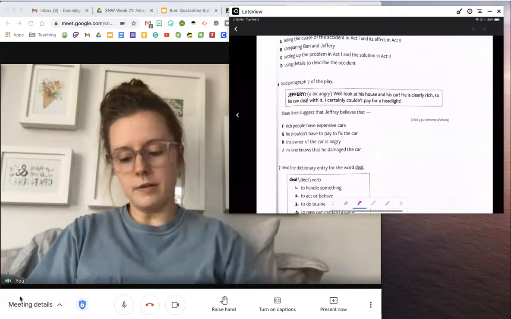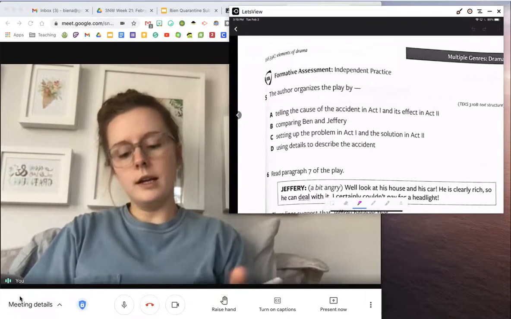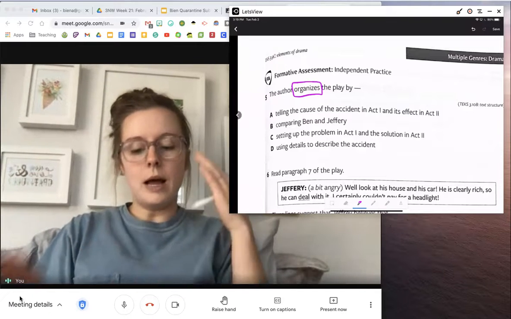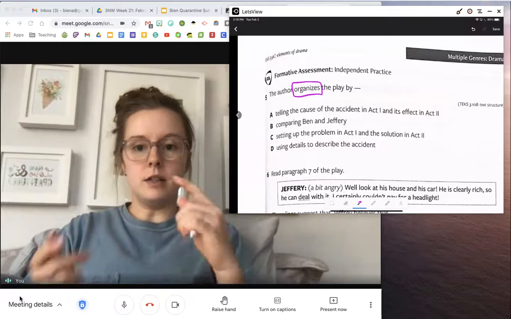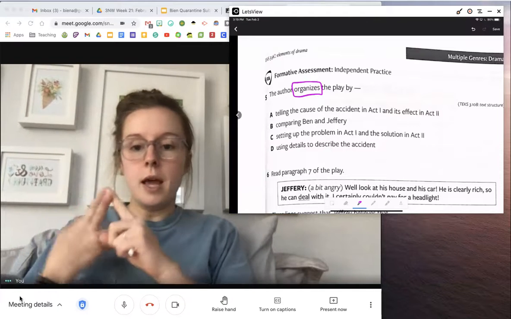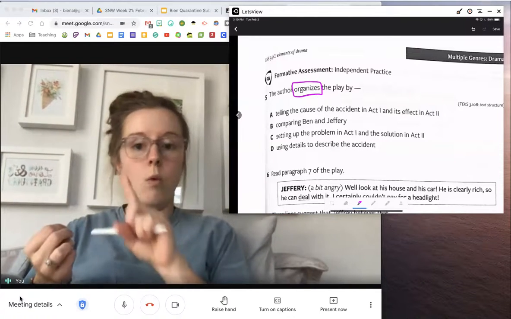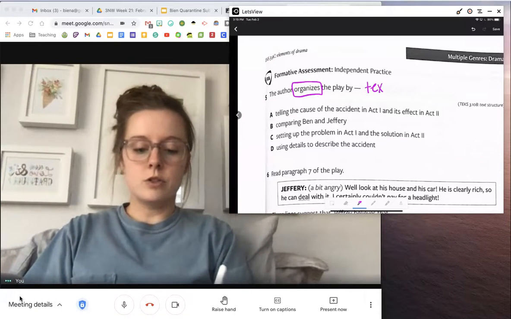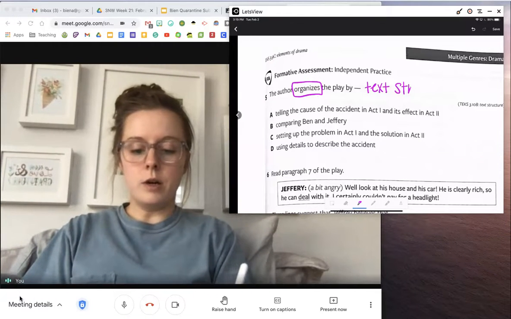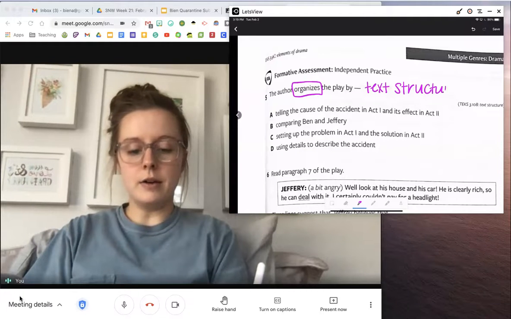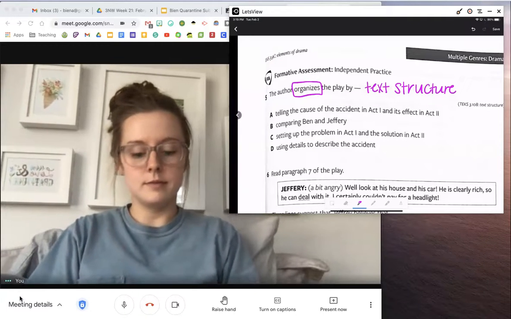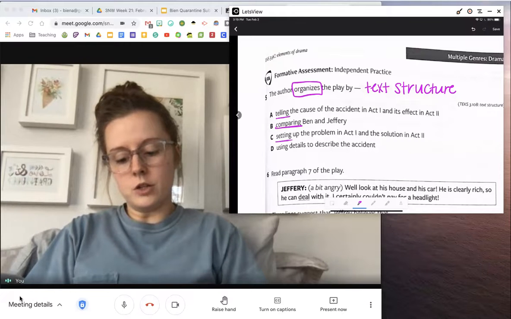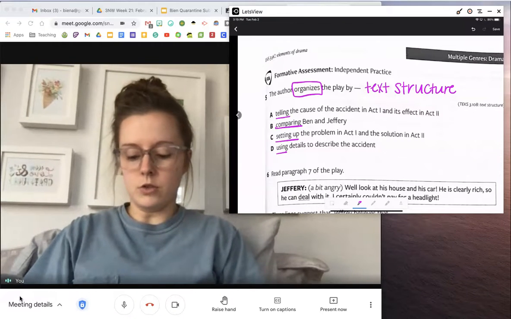Okay, let's look at number 5. The author organizes the play by, now it's not author's purpose. I want to know, how did he set it up? Like, is it in order, or is it comparing something, or is it telling me all about one thing, or is it a problem and a solution? That's called the text structure. I just basically want to know, like, how did he set this up? How did he write this play? This is one of those questions where we need to really pay attention to the verbs in our answer choices.